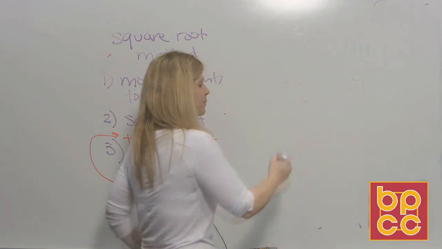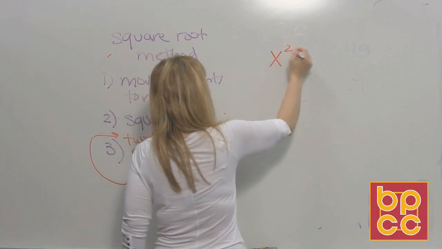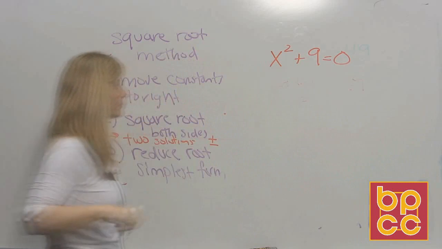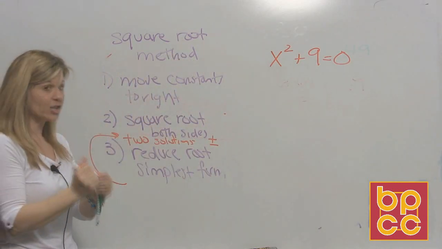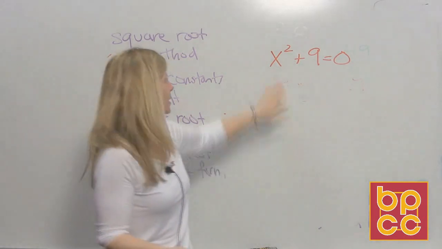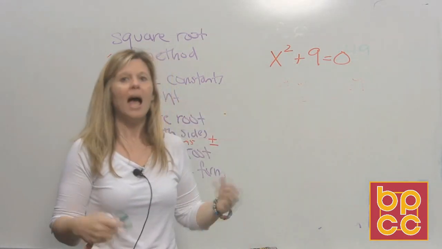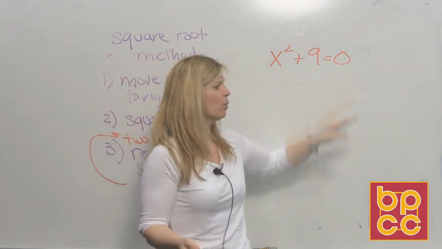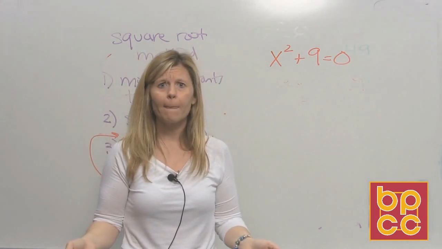So on the notes, example 6, quadratic equation is x squared plus 9 equals 0. Okay, is it an equation? Yes, it has an equals. Is it quadratic? Yes, it has a square. How do you solve it? Well, let's talk. If it's already set equal to 0, what about factoring?